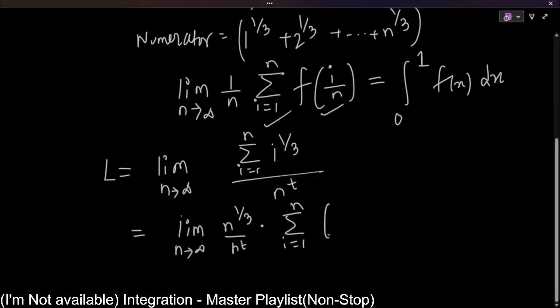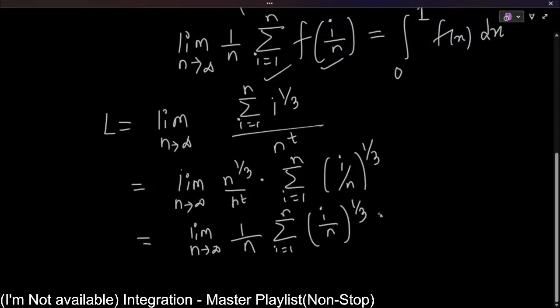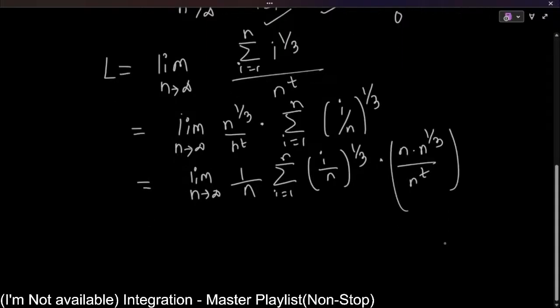I equals 1 to n. And this would give us (i by n) whole to the power 1 by 3, correct? Now, this thing, we also need a 1 by n. So let's just do it as well. We have 1 by n summation i equals 1 to n (i by n) to the power 1 by 3, multiplied by, and you multiply everything together. So you multiply an n, you multiply n to the power 1 by 3, and you divide by n to the power t. So this is our limit right now.